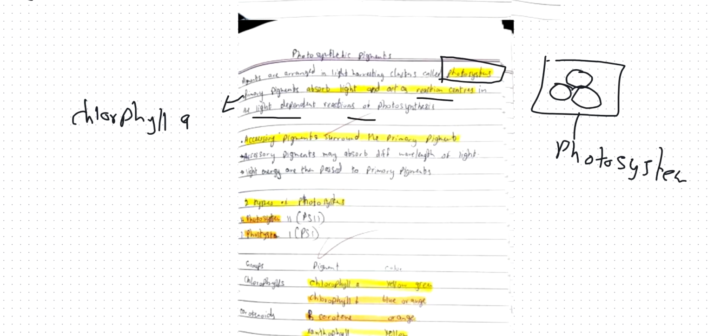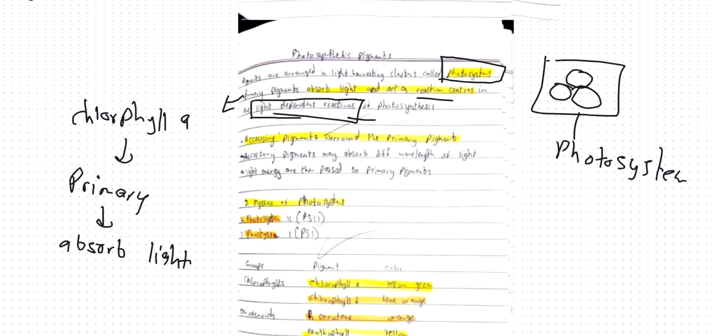And why is it called the primary? The primary pigment basically absorbs light energy and acts as a reaction center in the light-dependent reaction. Whereas the accessory pigments surround the primary pigment. Accessory pigments may absorb different wavelengths of light, and light energy is then passed to the primary pigment.